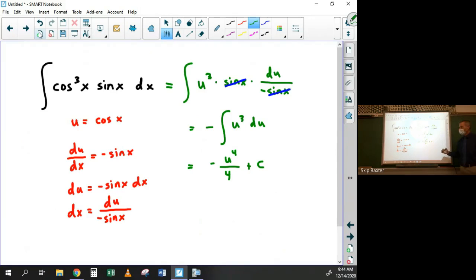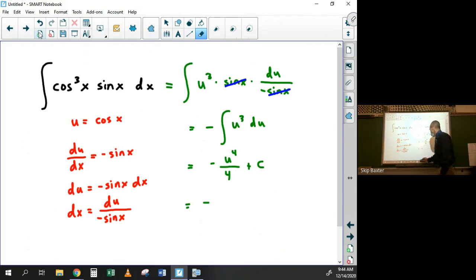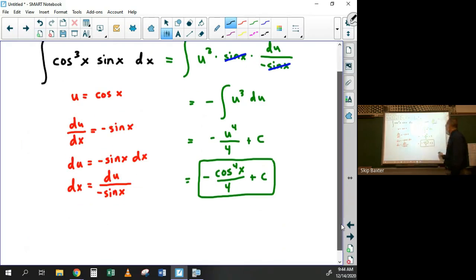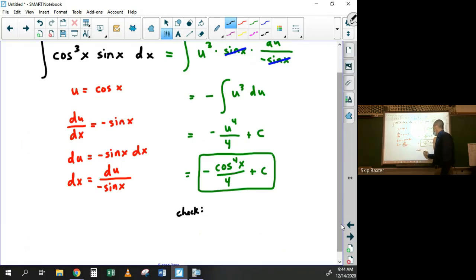And the final step, don't forget to change back into x's. The answer is negative cosine to the 4th x over 4 plus c. And if you check this mentally, it definitely works out, right? Here's the check right here. The derivative of this would be negative 1/4, that's just a constant multiple, times 4 cosine cubed x times the derivative of cosine, which is negative sine x. And everything cancels. The 4's cancel, the negatives cancel, and you get the original integrand.